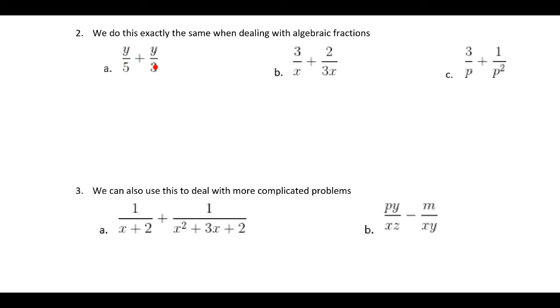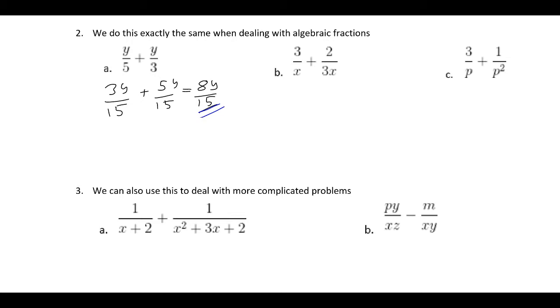So we have 5ths and thirds. We're going to make those into 15ths. So, we times the left-hand side one by 3. So we get 3y over 15. We times the right-hand side by 5. So we get 5y over 15. They're now over the same number, so we can add them. 3y plus 5y is 8y. Done.